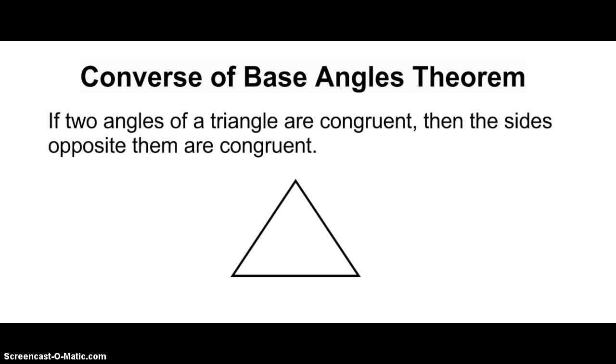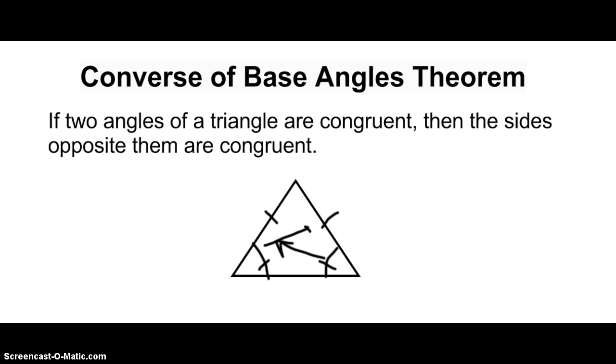So if I have my triangle here, and I know that two angles are congruent. So let's mark these angles being congruent, okay? What the converse of the base angles theorem says is that if I look opposite these angles, so across the way, I then know that those sides are congruent as well. Okay? And if those sides are congruent, then we know it's an isosceles triangle.